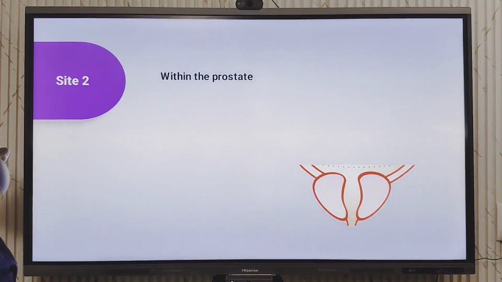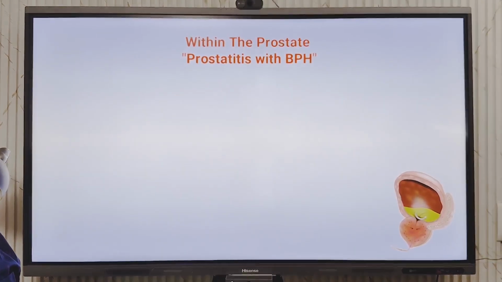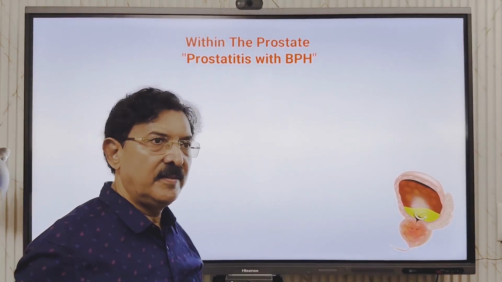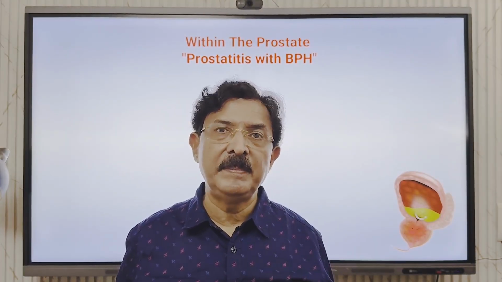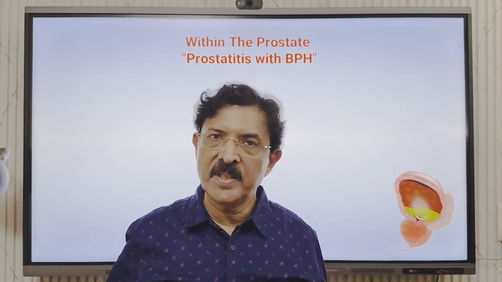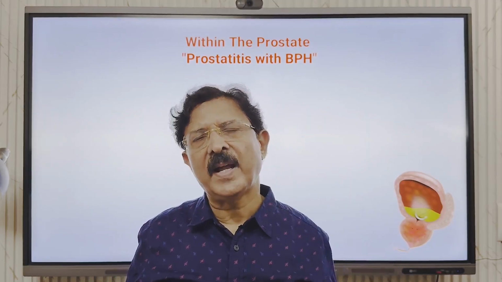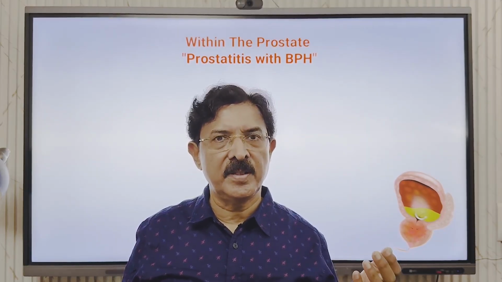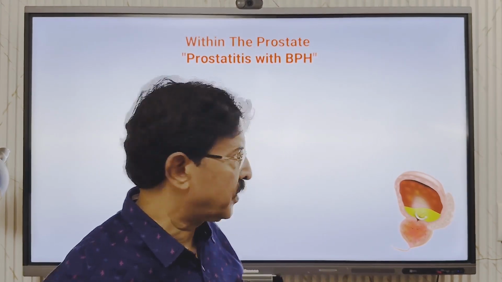Let's talk about the prostate, the site 2. Now within the prostate, there is a very common association of prostatitis along with BPH. All of us have operated on prostate glands by transurethral resection, and a number of times we discover micro abscesses while resecting the prostate gland, and the biopsy report shows prostatitis.